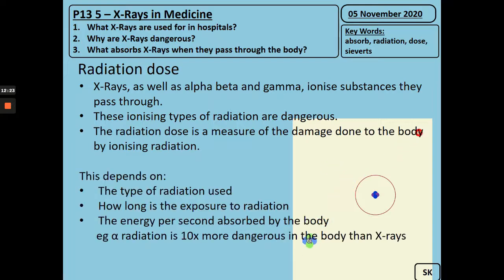So remember what we talked about last lesson. Ionising is basically saying that the electrons are being taken away from the atom, and then the atom is becoming charged, becoming ionised. So this depends on the type of radiation used, how long the exposure is to the radiation, and the energy per second absorbed by the body.